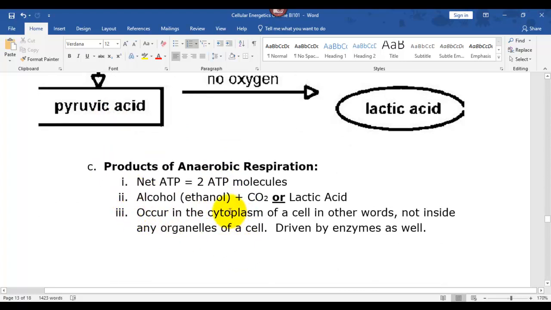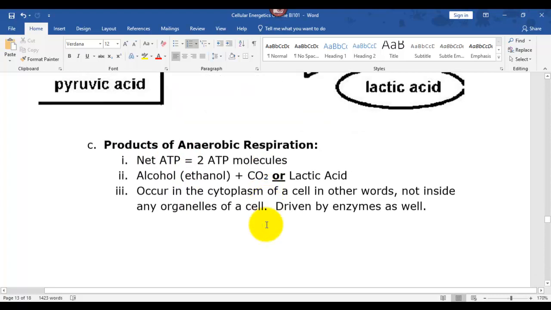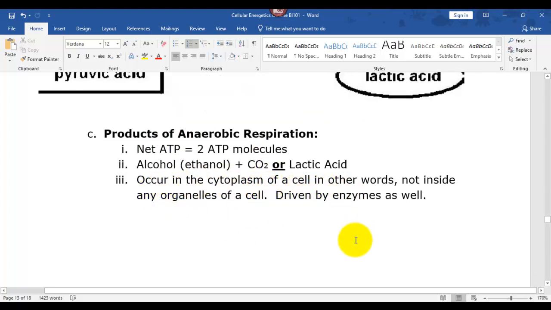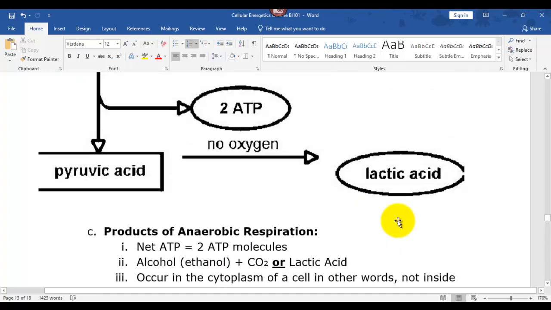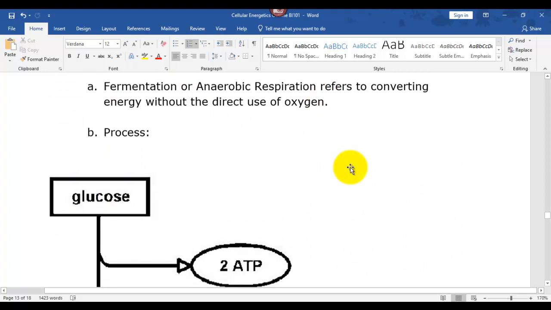Alcohol or ethanol, there's a yeast called Saccharomyces cerevisiae. It converts barley and hops into alcohol. That's where beer and wine come from. You get carbon dioxide or lactic acid. Some microbes produce acid and CO2 here, but human beings, we produce lactic acid. And sometimes when people have a yeast infection, they'll even produce alcohol. But it occurs in the cytoplasm of a cell, not inside the organelles of the cell. It's driven by enzymes as well. So that's called anaerobic respiration or fermentation.